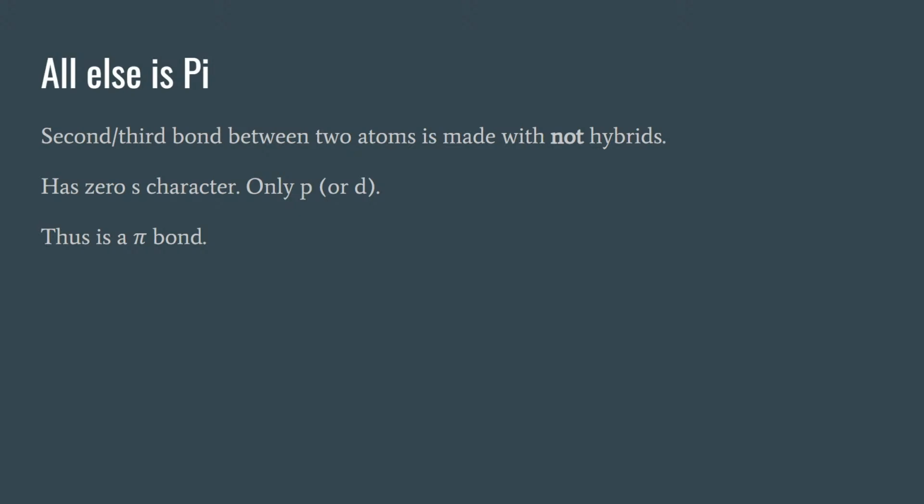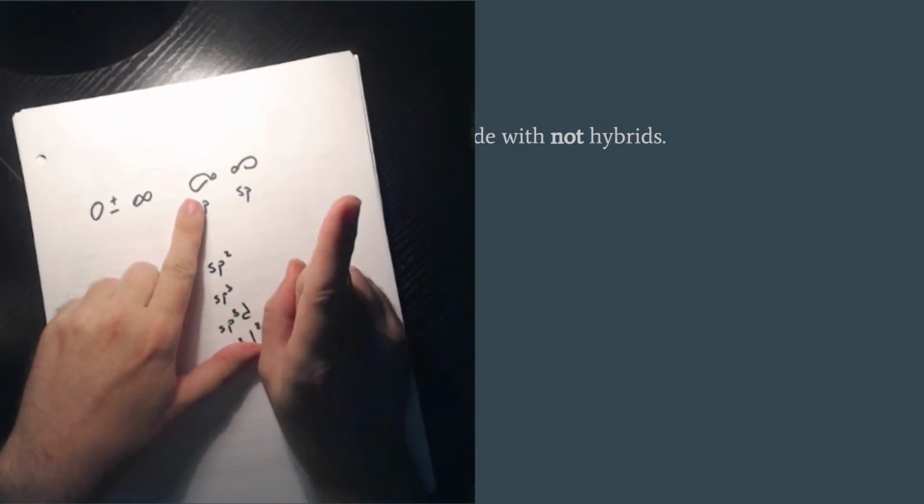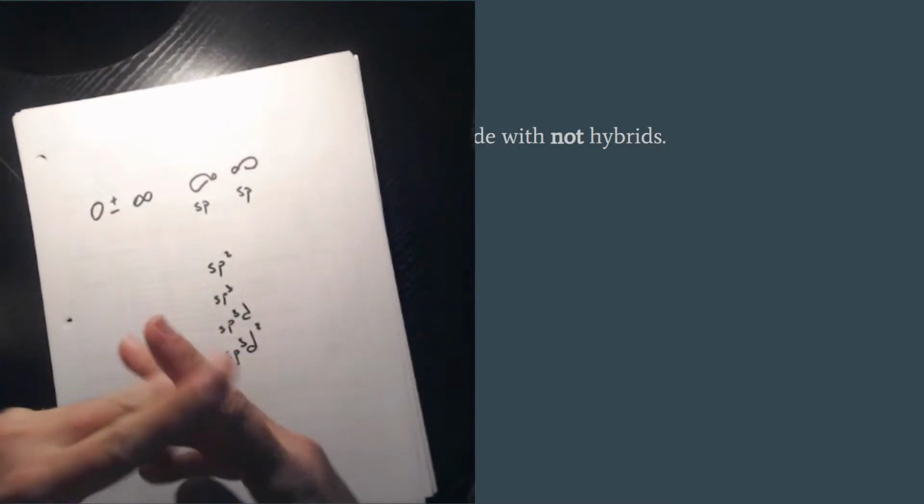Instead, they are made using p orbitals or d orbitals. And because we prefer the p orbitals, we call them pi bonds, that being the Greek version of the letter p. The result is that the first bond, the one with the hybrid orbitals, the sigma bond, is significantly different from the pi bond, the second and third bonds that come later. So first up, a sigma bond, because it's formed using these hybrid orbitals, is very directional, and it lies directly between the two atoms.